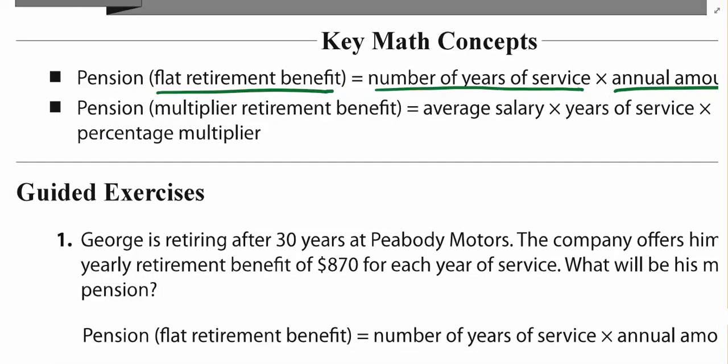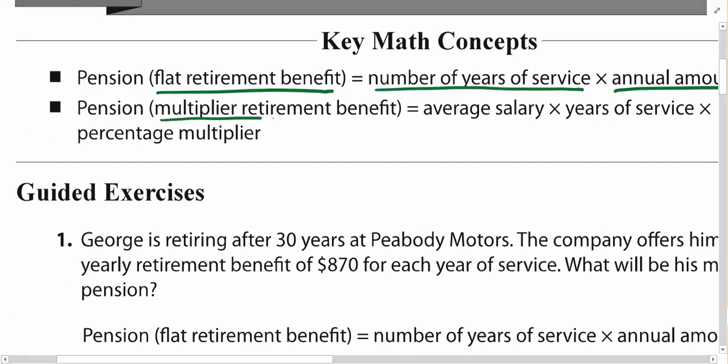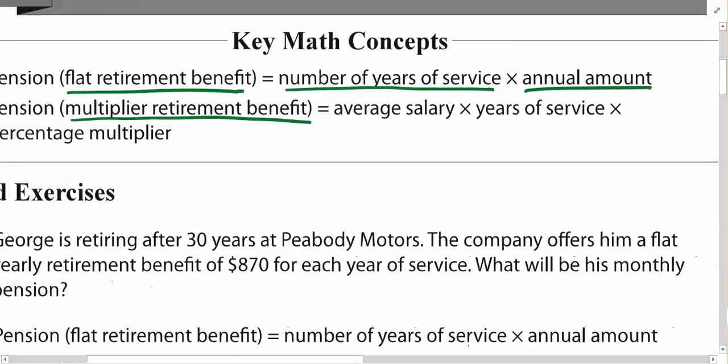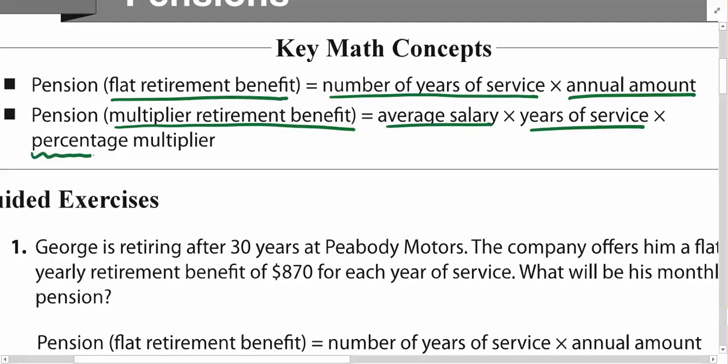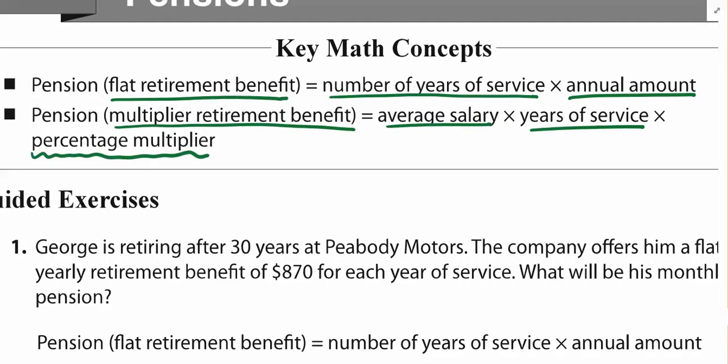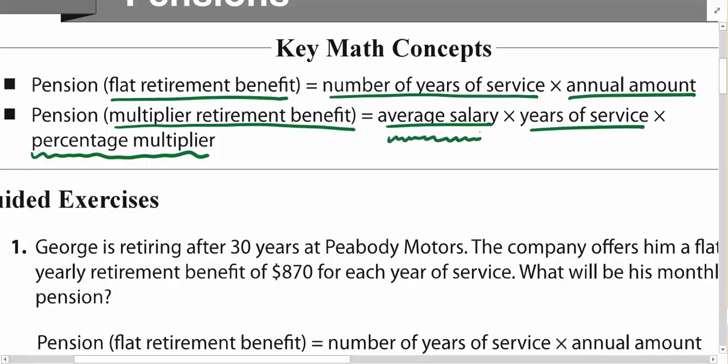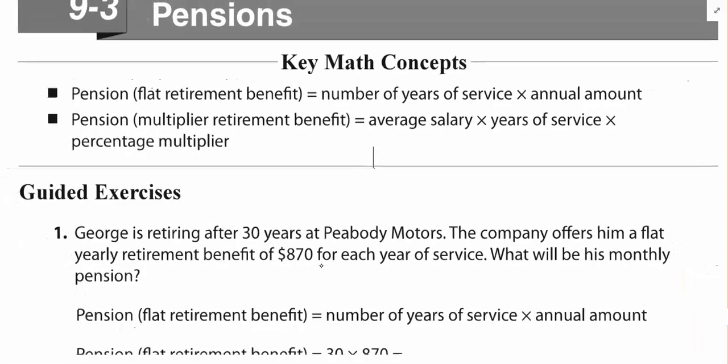But there's also a pension called a multiplier retirement benefit. That's where you take an average salary of a certain number of years of service and multiply it by a calculated percent multiplier. So rather than just multiplying the number of years you worked by a particular number, this one factors in the amount of money that you are making in your job to help make this pension a little bit more equitable. So we'll take a look at example 1 first.